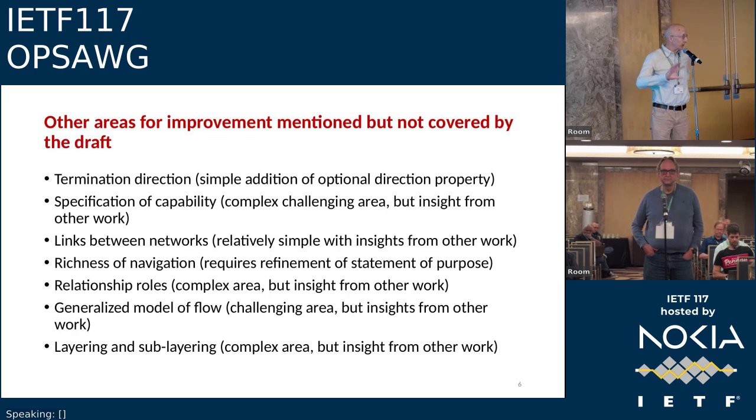I don't cover these in the draft other than just by noting them, of course. Links between networks, Olga mentioned, so we've got many situations where we've got a link going out of one domain into another. Richness of navigation: we've got a limited navigation in RFC 8345, we might want a richer navigation, but we then need to consider whether this is for conveying over an interface where you want to minimize the number of statements you make to convey the information, or whether it's for navigation in a repository where you want to enrich the number of relationships so you speed the navigation up. So we need to look at that carefully and understand what the purpose is, and there may be several focuses.